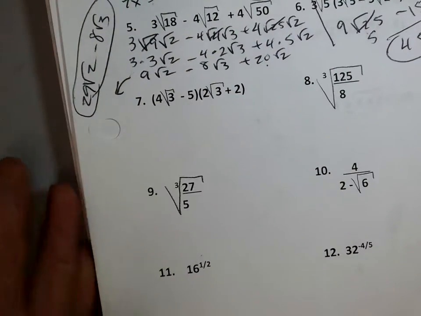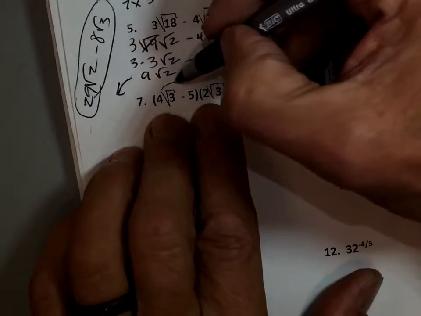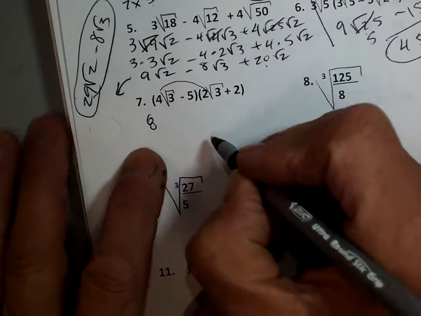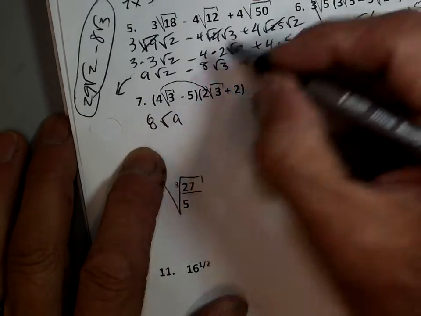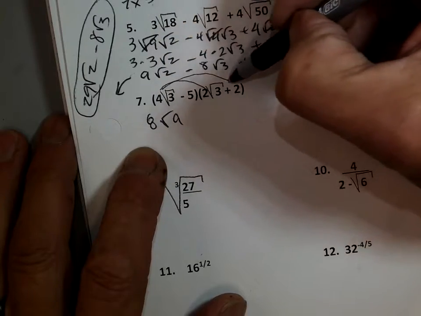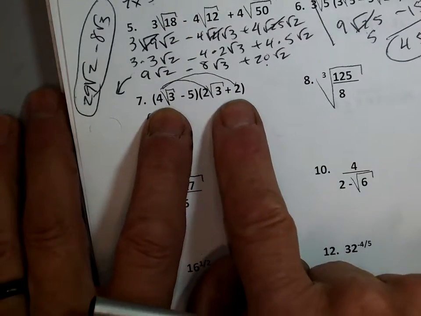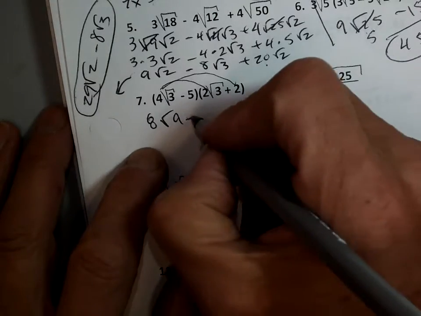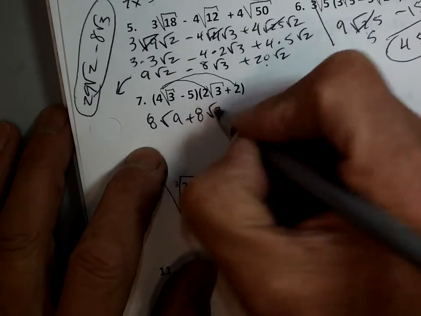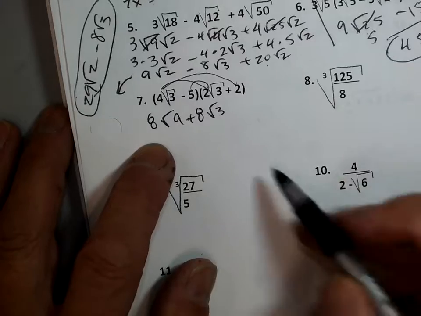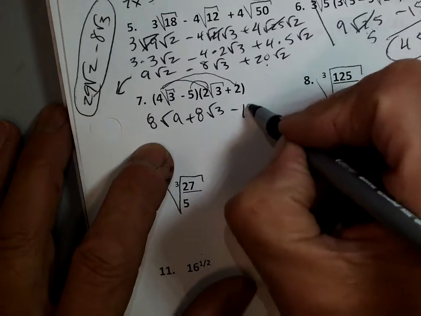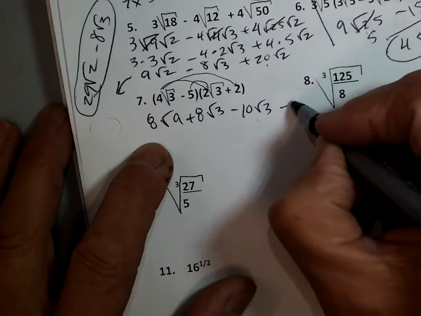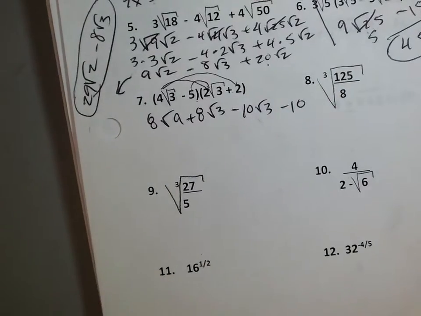Okay, 7. I'm going to multiply this times this. I'm going to get an 8 times the square root of 9. I'm going to go 4 square root of 3 times 2. Now, a lot of kids mess this up, but multiply whole numbers with whole numbers. I'm going to get 8 square root of 3. This times this makes a negative 10 square root of 3. And negative 5 times 2 makes a negative 10. Okay? All right, let's see what I got.